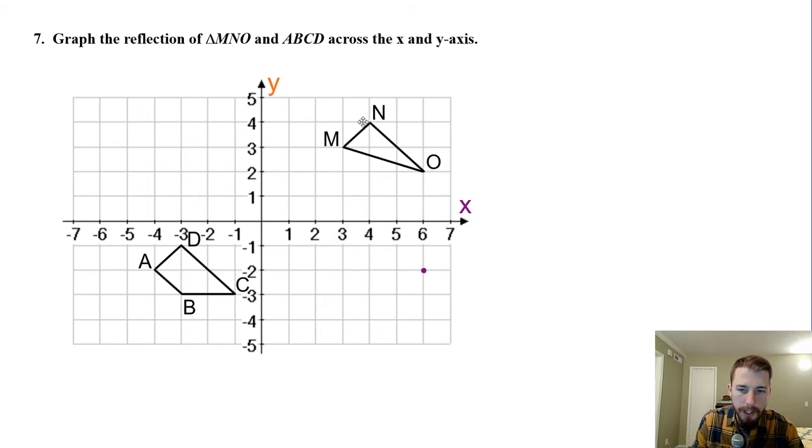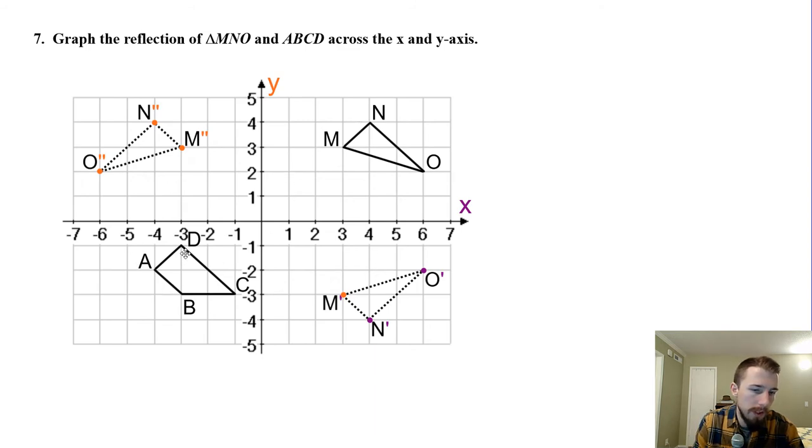And then N is at 4, 4, so it's going to be now 4, negative 4, which would be right there. And then up 3, so we go down 3, which is at the point 3, negative 3. And then you can fill in the rest here. So this is going to be triangle MNO prime. And then we're going to reflect it across the y-axis. So this is 3, 3, so now it's going to be negative 3, 3. And then 4, 4 is going to be negative 4, 4. And then 6, 2 is now negative 6, 2. Okay, so there's MNO double prime, reflected across the x and y.